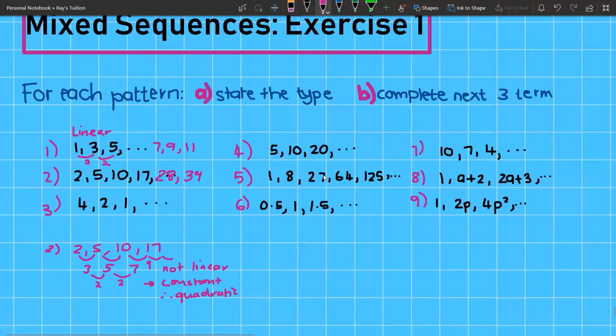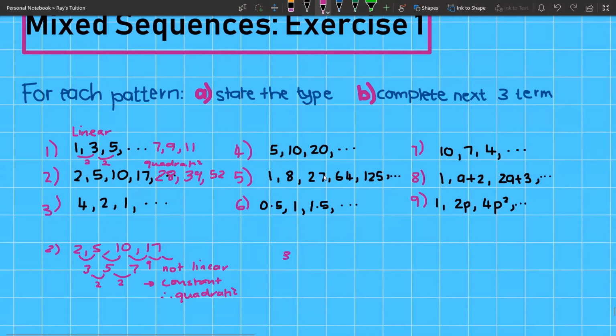So then we're adding 11. And then what we're going to add is 13. So then what we're going to get is 39 plus 13, which is 52. Okay, so if it has a common first difference, it is linear. If it has a common second difference, then it is quadratic. Let us have a look at the next one.